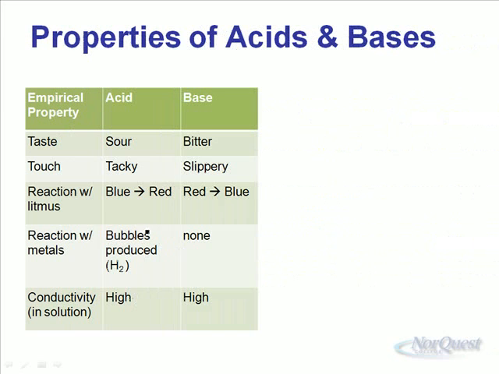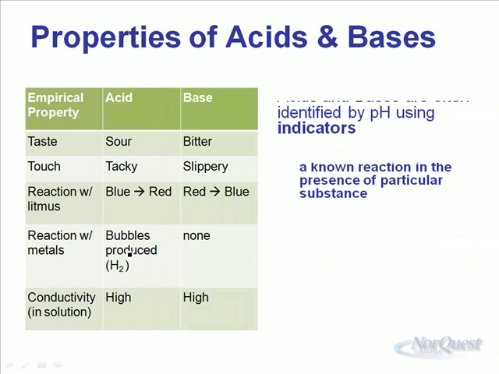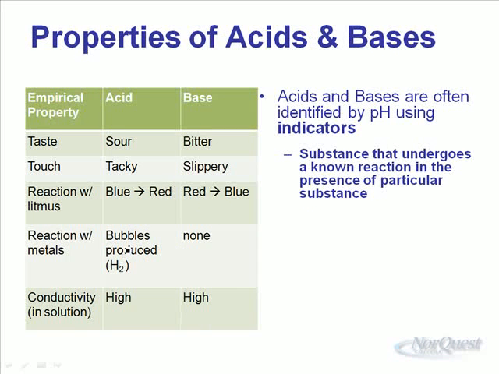In terms of properties, acids and bases do exhibit different properties than strictly ionic or molecular compounds. They're often identified by using pH and indicators, and an indicator is just a substance that undergoes a known reaction in the presence of a particular substance. So these are usually chemicals that, for acids and bases, change color in the presence of an acid or base.